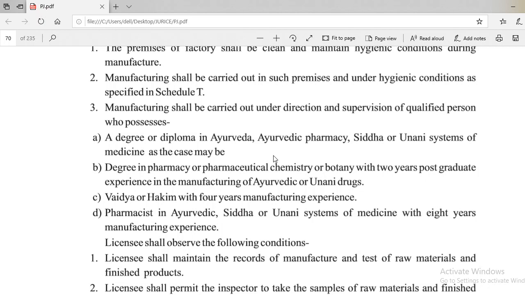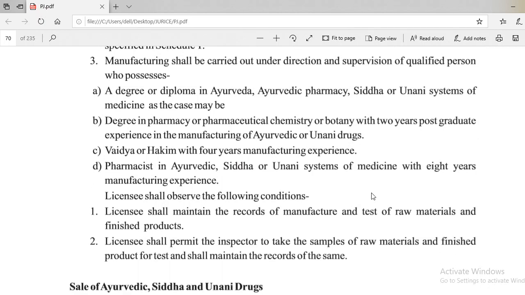A degree in pharmacy or pharmaceutical chemistry or botany with 2 years postgraduate experience in manufacturing of Ayurvedic or Unani drugs is also considered. Now, botany is again the science of plants. So when we have sufficient knowledge of plants, and 2 years experience in some Ayurvedic pharmaceutical industry, then yes, we are capable to run our own unit. That's why a degree in pharmacy or pharmaceutical chemistry, or botany with 2 years experience, is also considerable. A Vaidya or Hakim with 4 years manufacturing experience can also manufacture Ayurvedic medicines, Siddha medicines or Unani medicines. But for now, you just remember Ayurvedic medicine.